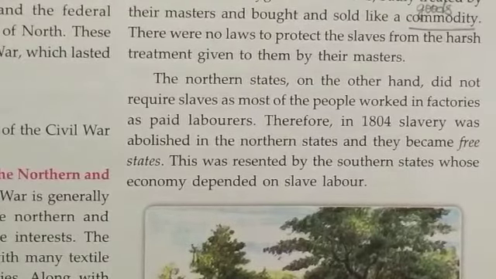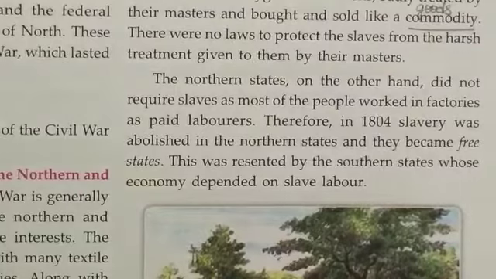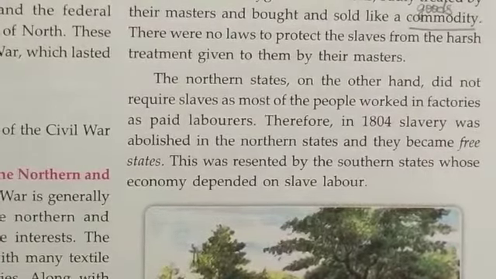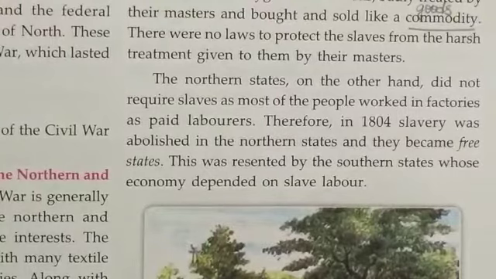And if slavery was abolished, then their economy would go down. They would not have economic development in their states. So the abolition of slavery in the northern states was disliked by the southern states. This was another reason for the outbreak of the Civil War, because the northern states were against slavery, and the southern states wanted slavery.